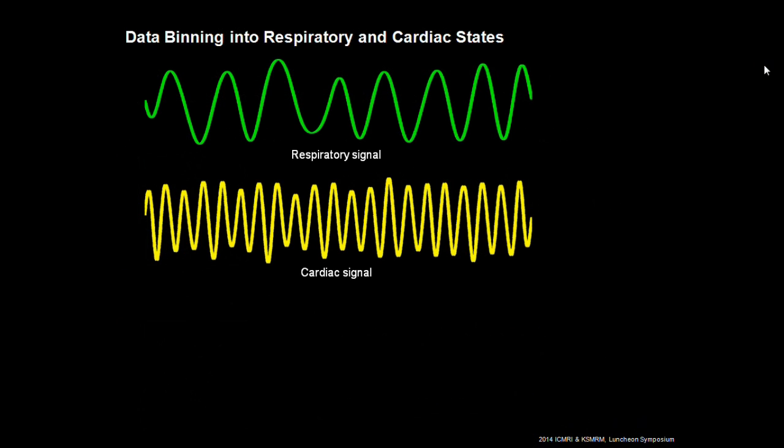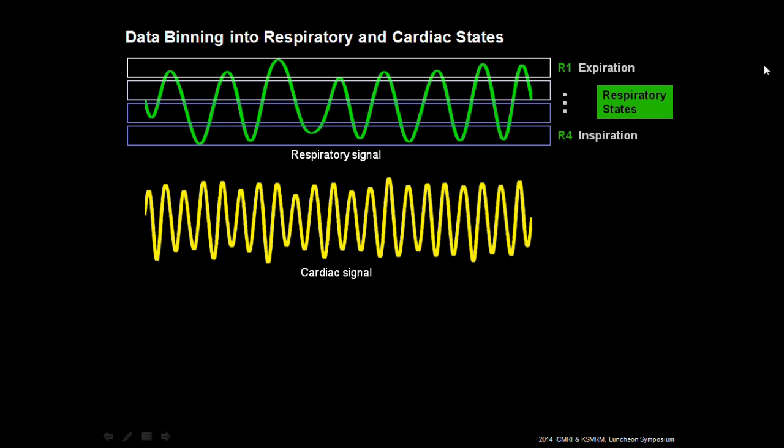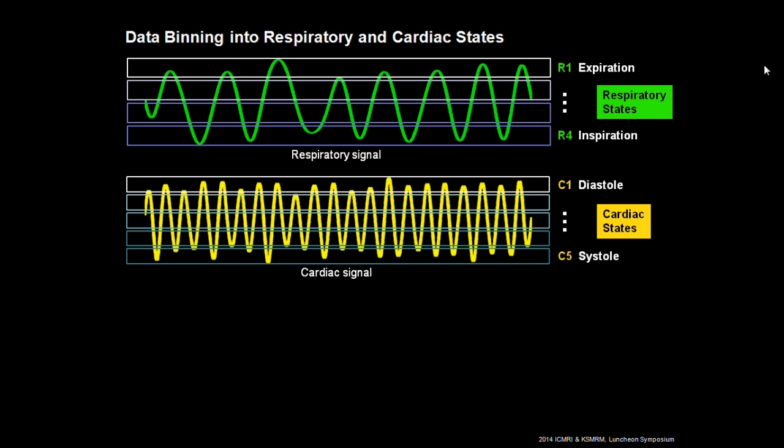And then we can take these two curves and bin them into different motion states. So we can bin the respiratory signal into different respiration states, ranging from expiration to inspiration, and we can bin the cardiac states from diastolic phase to systolic phase. So this gives us different respiratory states and cardiac states.